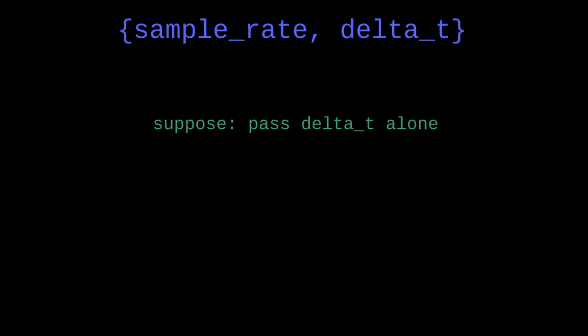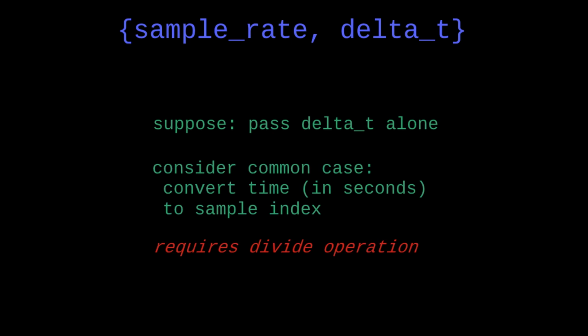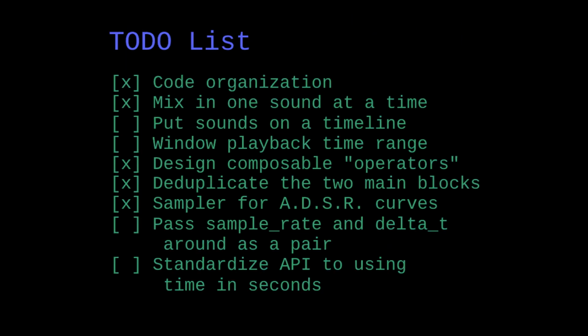The same thing will happen if I pass the delta t around, and it turns out that I want to convert a t time into a sample index. What I actually need to do is multiply by 44100, but what I have is the reciprocal of that, so I would have to divide again. So I was thinking it might be cool, since they're each 4 bytes, to treat them as a pair and make it an 8-byte thing I can pass around.